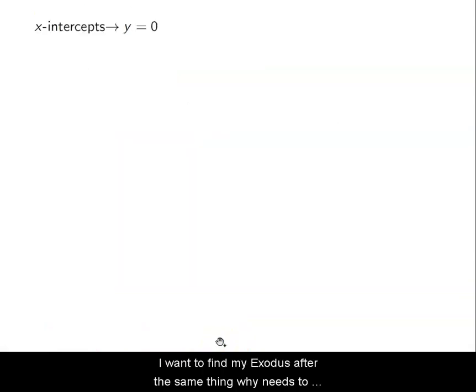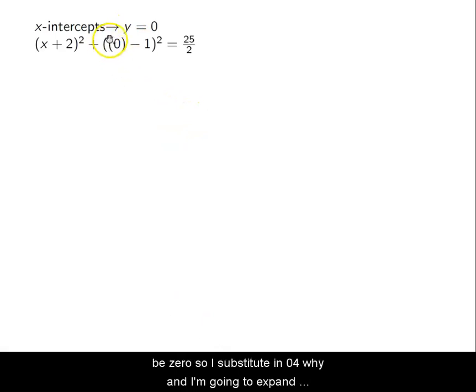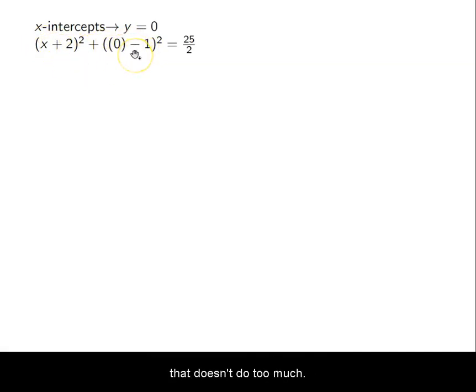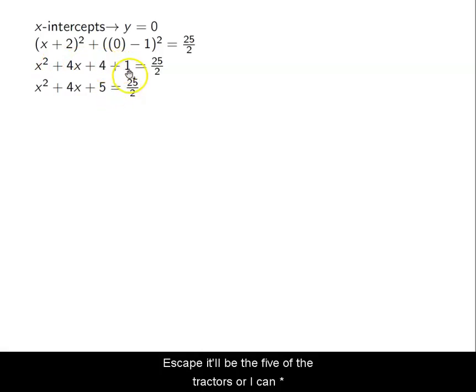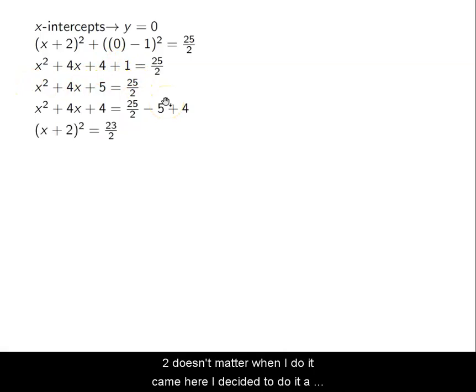If I want to find my x-intercepts, it's the same thing. y needs to be 0. So I substitute in 0 for y, and I'm going to expand this and expand this. I know that 1 squared is 1, so that doesn't do too much. This is x squared plus 4x plus 4. So very, very similar equation. This will be the 5. I'll subtract this, or I can multiply by 2. It doesn't matter when I do it.